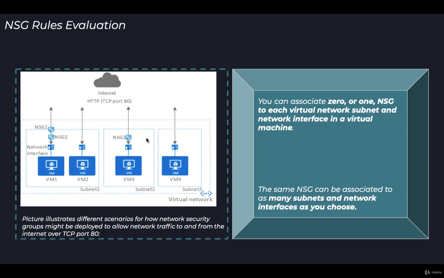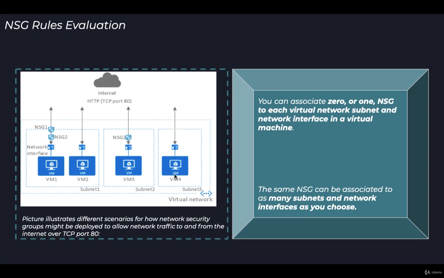So there are different scenarios in this case. In case of subnet 1, we have NSG at both levels, but in case of VM2, no NSG. In the second scenario, we have VM3 where NSG is attached only at the NIC level, no NSG at the subnet level. In the fourth scenario, for VM4, there is no NSG attached at all, neither at the subnet level nor at the NIC level. So in that case, the traffic is allowed by default.